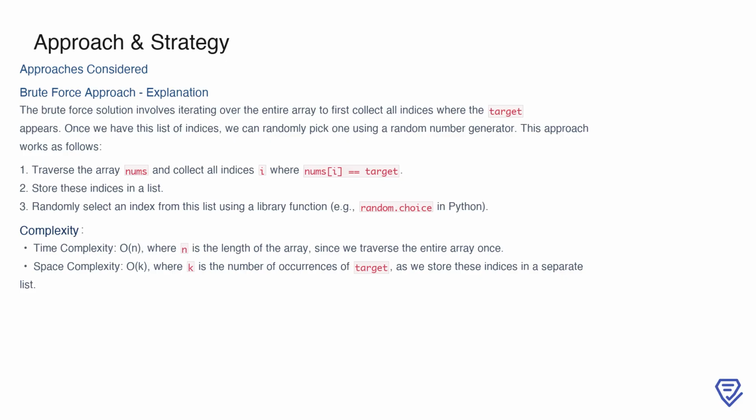While this method ensures that we can pick a random index correctly, it does come with some trade-offs in terms of efficiency. Specifically, the time complexity of this approach is O(n), as we need to traverse the entire array once to collect the indices. Additionally, the space complexity is O(k), where k is the number of occurrences of the target in the array, because we need extra memory to store these indices. This makes the brute force approach both simple and effective for smaller arrays, but it can become less practical as the size of the array or the number of target occurrences increases.